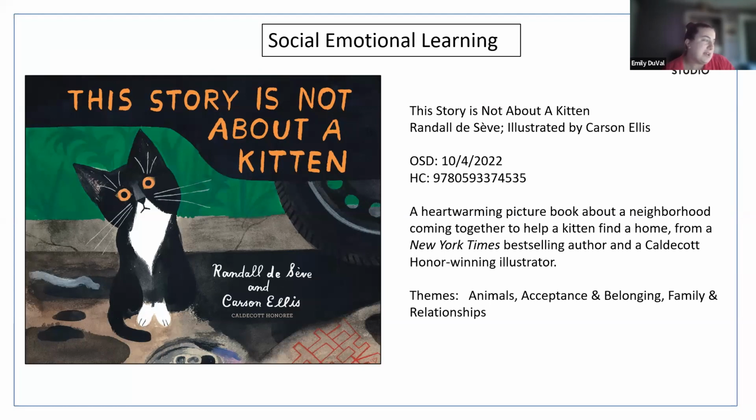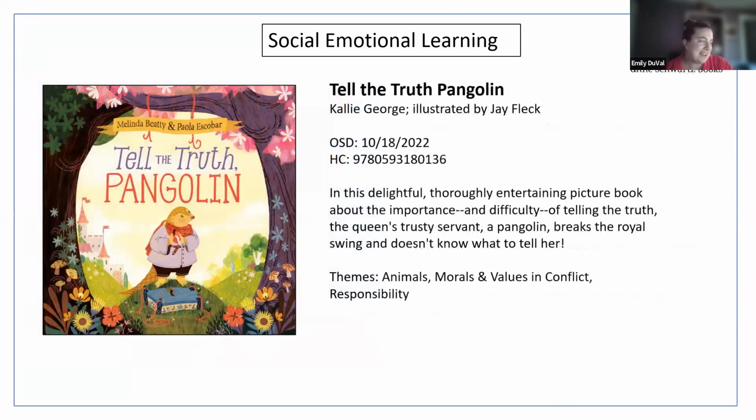Wonderfully complemented by Caldecott Honor winner Carson Ellis's breathtaking illustrations, this book is sure to be cherished by animal-loving readers everywhere. And next slide. Tell the Truth, Pangolin. This is a charming picture book full of delightful animal friends, including the growing-in-popularity pangolin, and about finding the courage to be honest with those around you. Paulo Escobar's vibrant art gives this modern parable a fresh take.